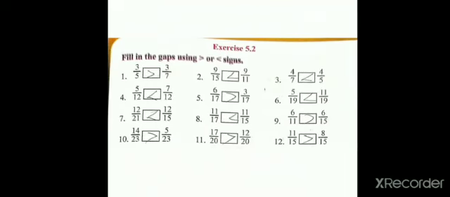Now we have some problems having the same numerator and some problems having the same denominator. Let us decide which is the bigger fraction and which is the smaller fraction. 3 by 5 is greater than 3 by 7. 9 by 11 is greater than 9 by 15. 4 by 5 is greater than 4 by 7.